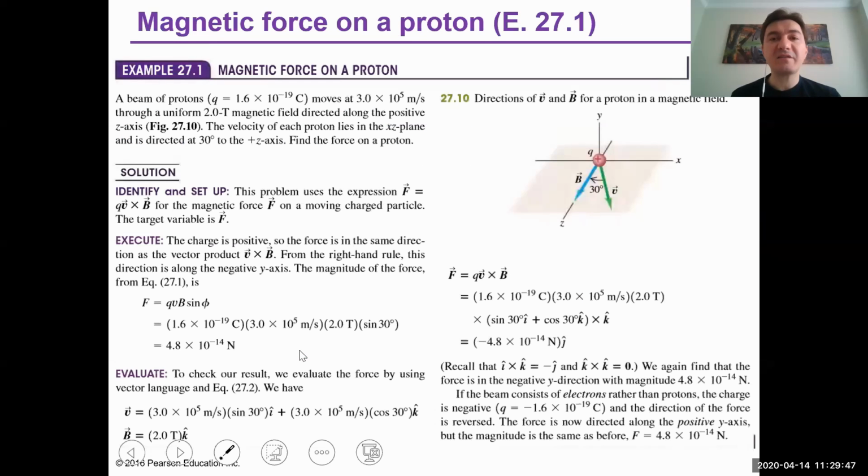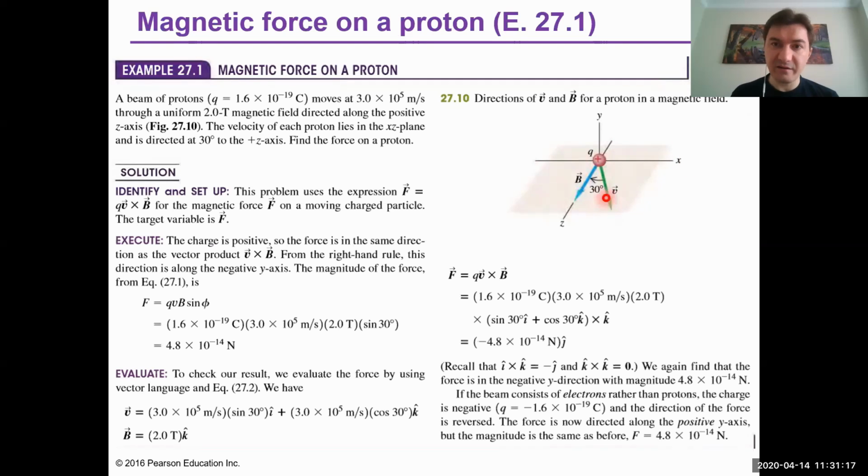So now let's try to solve the questions. Here we have the first example, magnetic force on a proton. Here we have a beam of protons. What is a beam? Beam in Turkish is demet. It means that we have many protons, and they are collected together. This is the beam, a beam of protons. A proton has that charge. It moves at 3 times 10 to 5 meters per second through a uniform 2 Tesla magnetic field directed along the positive z-axis.